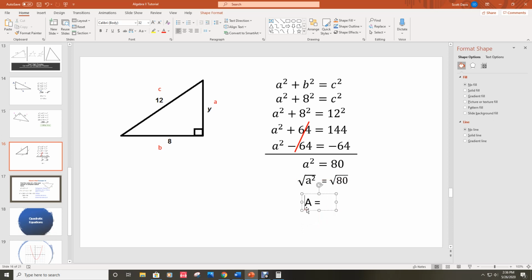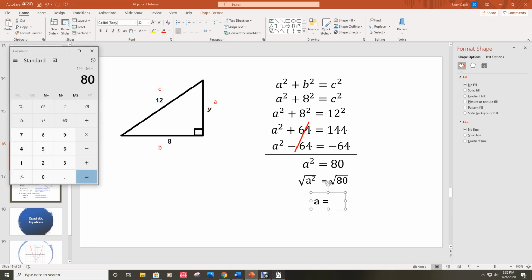If we plug this square root of 80 into my calculator, let's see what it gives me. Oh boy. It gives me a decimal number. It'll have a whole number, point, and a long string of decimals. So I know it is not a perfect square.